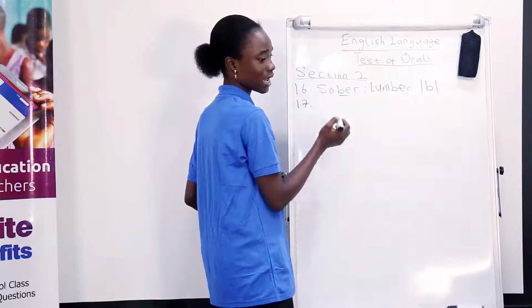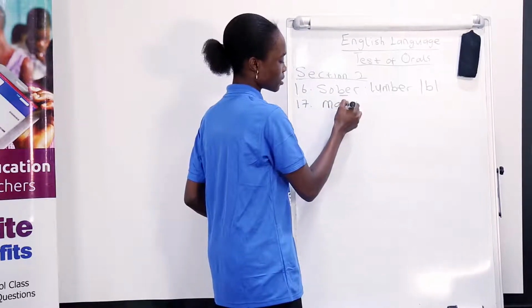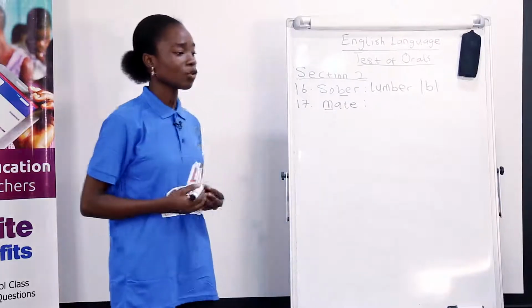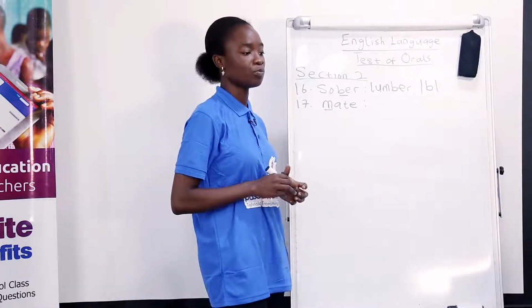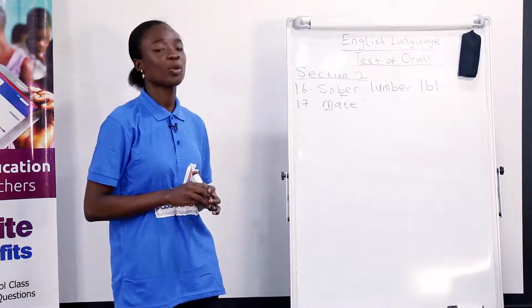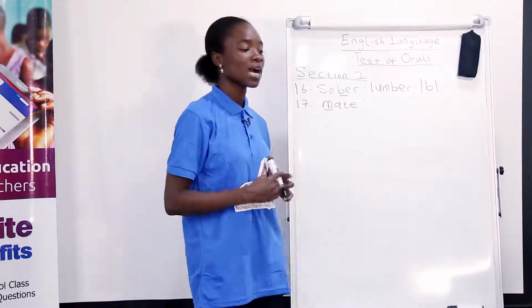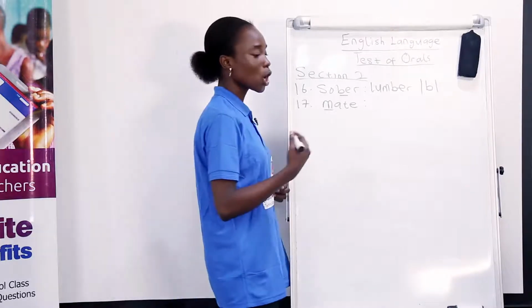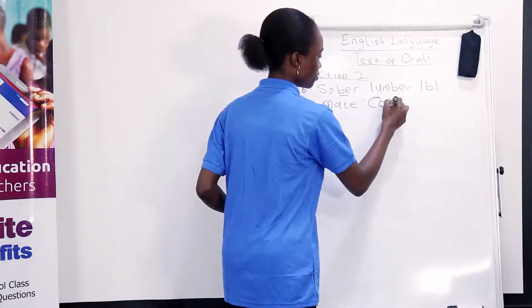Number 17, we have mate. Option A, we have funny. Option B, we have comb. Option C, we have new. And option D, we have brown. So the correct answer is comb, with the m sound.